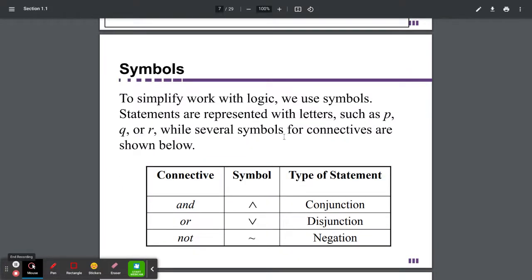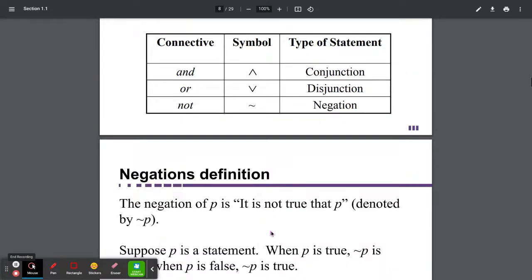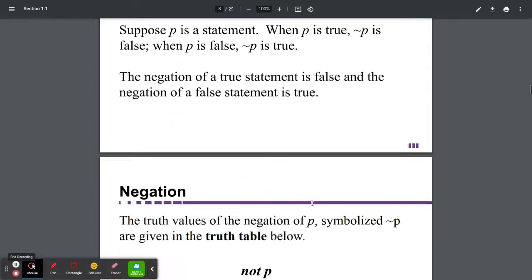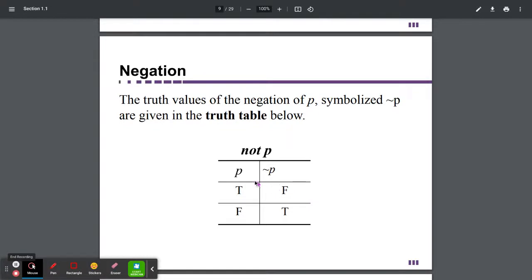I tried to build the presentation with these representations. So here are some symbols. The types of statements we can make: a conjunction statement, which is an and, and that symbol will be used. A disjunction is or, and the upside-down symbol will be used. And not is a negation, which is the tilde. When we negate things, if it's true, it becomes false, and if it's false, it becomes true. So two negatives make a positive, kind of idea. In a truth table, if P is true, you negate it, it's false, and so forth.